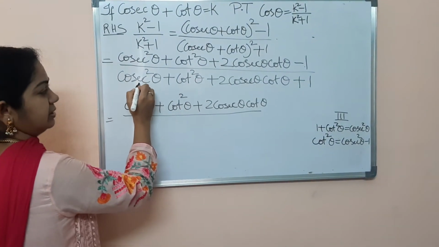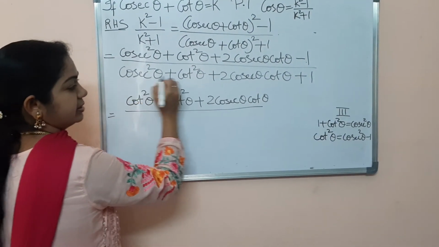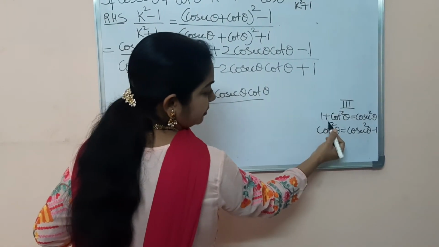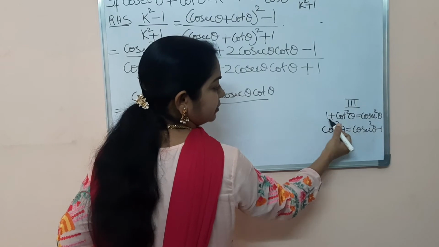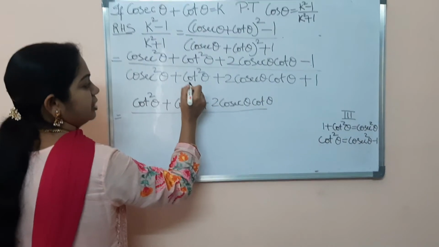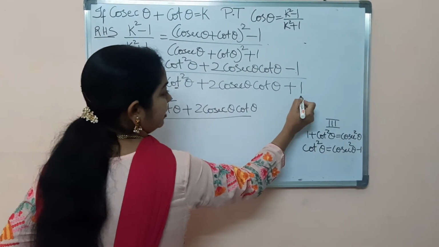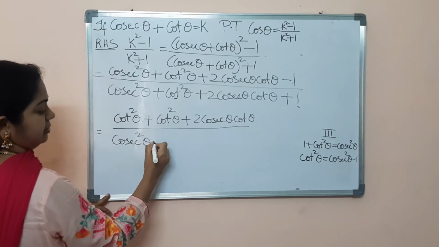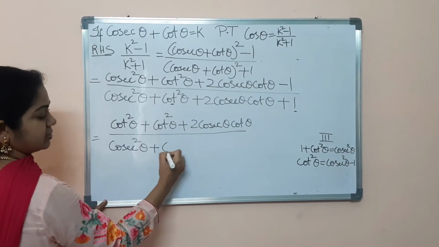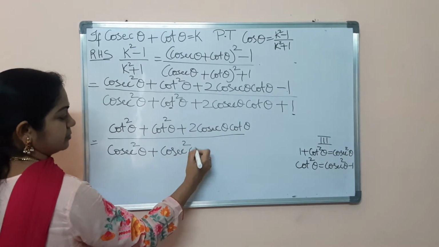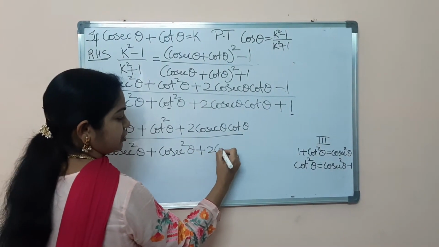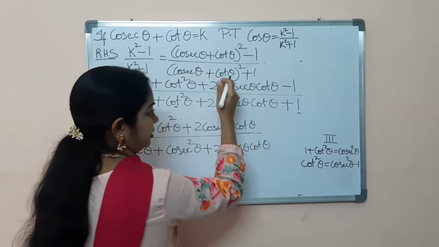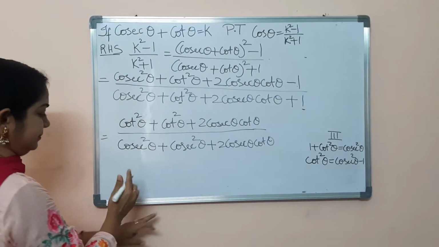Same, we'll see the next part. Here there is no minus, so we'll see the cot square and 1. That means the original identity: 1 plus cot square is cosecant square. So instead of this cot square and 1, I'll substitute cosecant square theta, plus there is one more cosecant square theta, plus 2 cosecant theta cot theta. So the equation is simplified here.